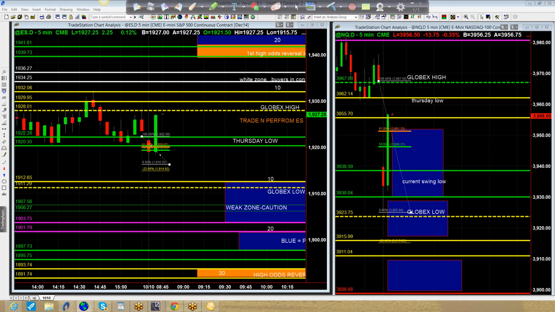And again, we've run clear over. We've not filled the gap yet on NQ, so it's possible we still come in for gap fill. Obviously, we've done more than that on ES. And I'm not far off. And that's why I don't panic on my stops either.